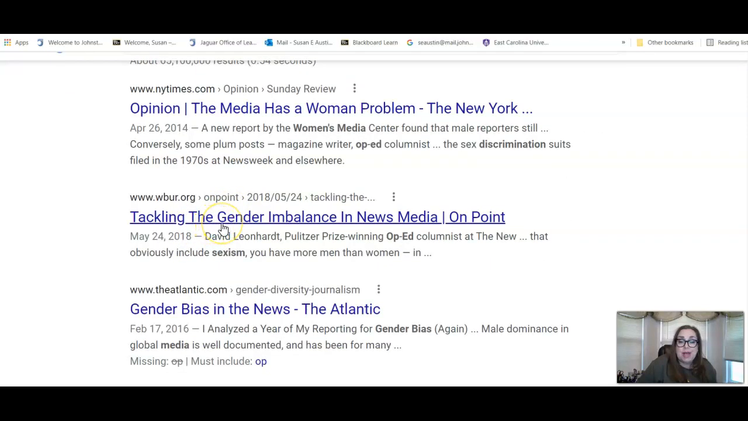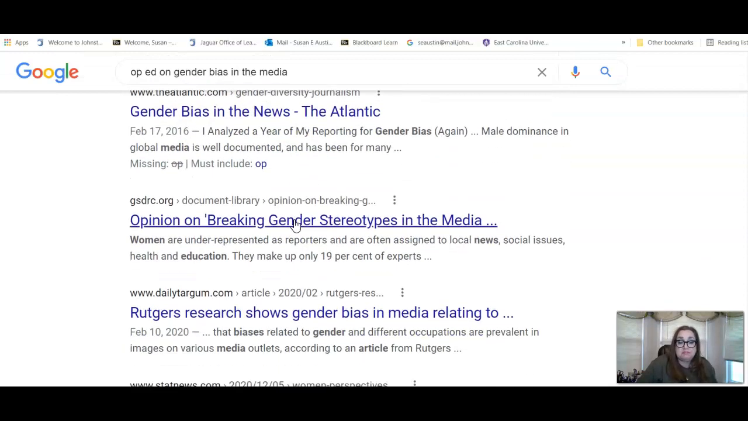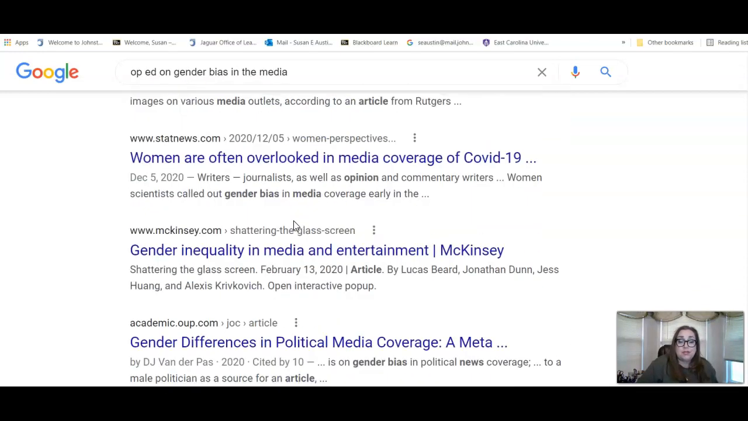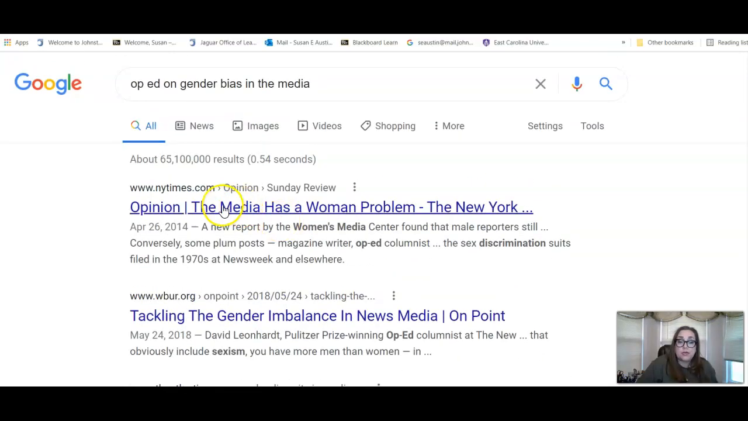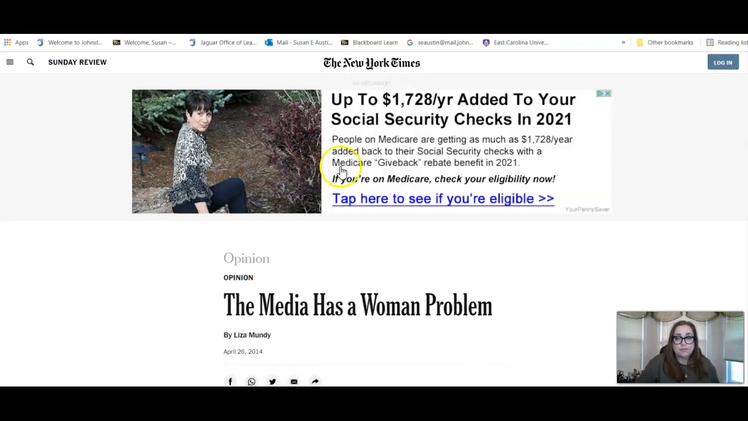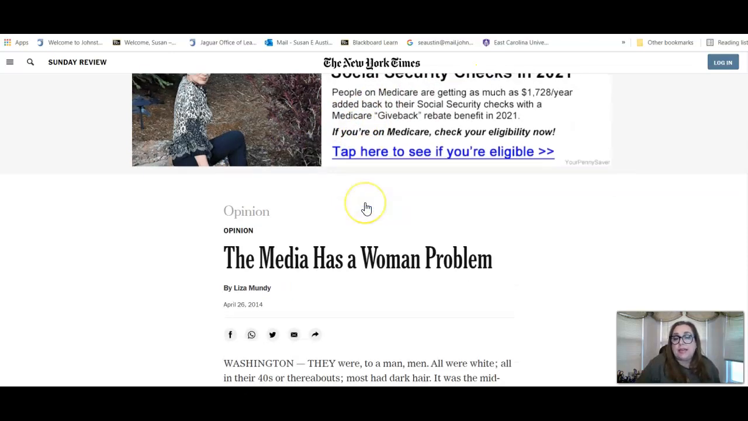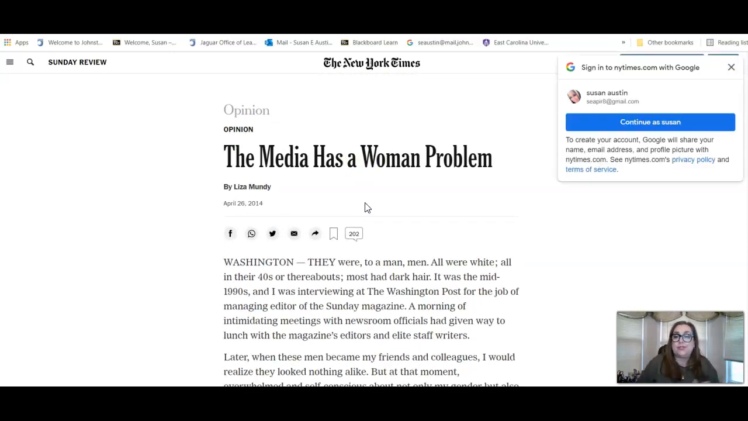Tackling the gender imbalance in news media. This is from W. Burr. I'm not that familiar with that one. Here's something from The Atlantic. All sorts of things, different news agencies. But I'm going to go back to the New York Times because that's a well-known periodical. And I just thought maybe this would be a better central thing.